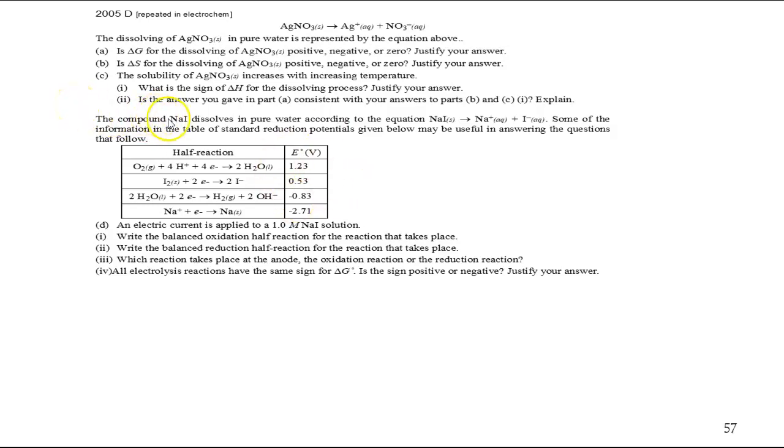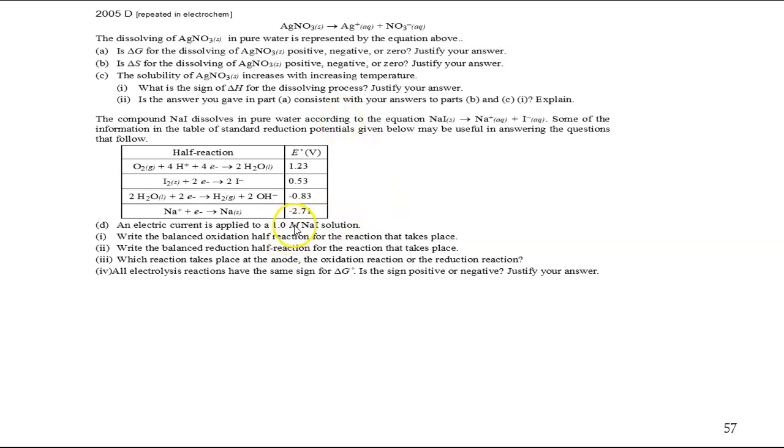Second part. The compound sodium iodide also dissolves in pure water, and there you go. Some of the information in the table of standard reduction potentials below can be helpful in answering the questions. I don't see just sodium iodide dissolving. This looks like chemical reactions are occurring. Are they trying to mislead us? What's the deal? They're taking an electric current and applying it to sodium iodide. Chemistry is going to occur. It's going to electrolyze. This is not dissolving, even though, sure, it does.